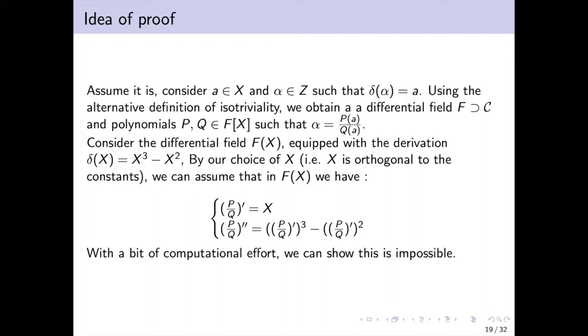But yeah, basically in F of the single variable X, we have these equations. And then you can just do it, right? You just compute that this just cannot happen in that field. It takes some effort, but it's doable.